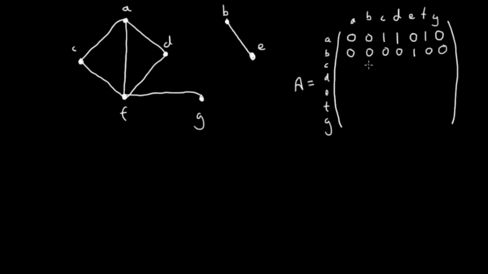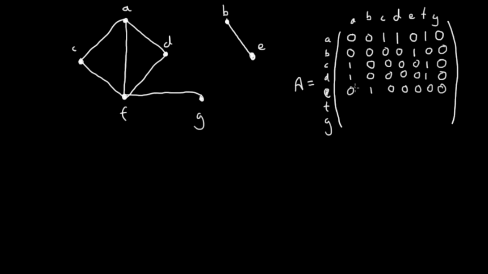Okay, vertex C. C is adjacent to A. C is not adjacent to B. And the only other vertex it's adjacent to is F, and all the others are 0. Okay, D is adjacent to A and F. So A and F are going to be 1s, and everything else is going to be 0. E, that's meant to be an E down here, I just tidied up a bit. E is only adjacent to B, so we're going to have 1 in the B column and zeros elsewhere.